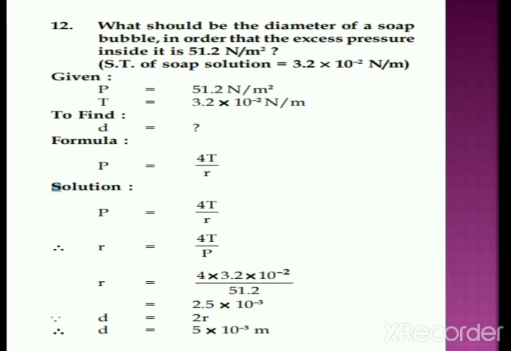In this way we can find the diameter by using the soap excess pressure formula.